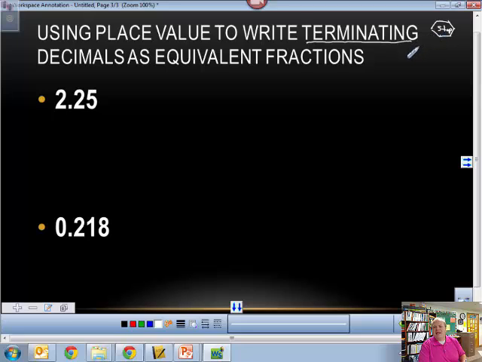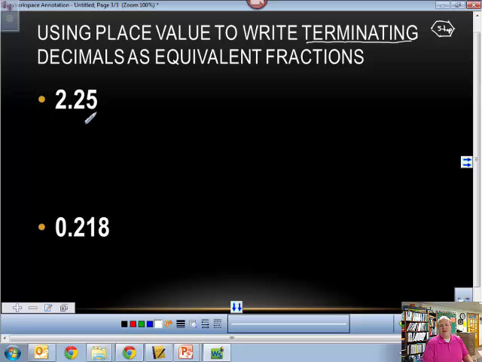Okay? Because my decimals will have a stopping point. If I look here, my decimal 0.25 has a stopping point. It does not go on and on. It does not repeat. It does not go forever. Well, let's write this as a fraction.